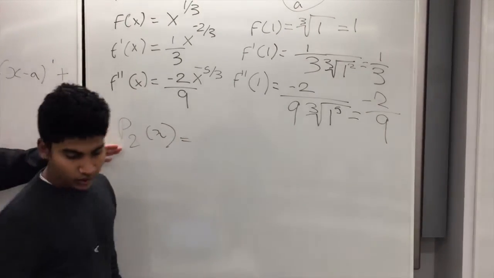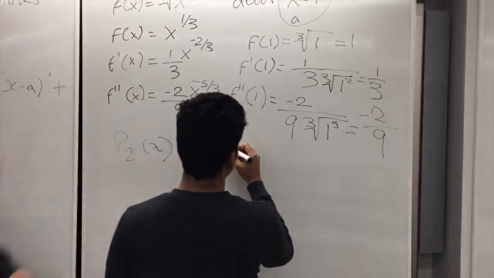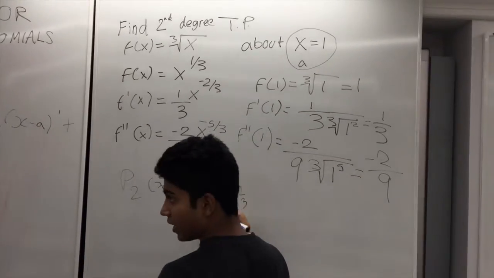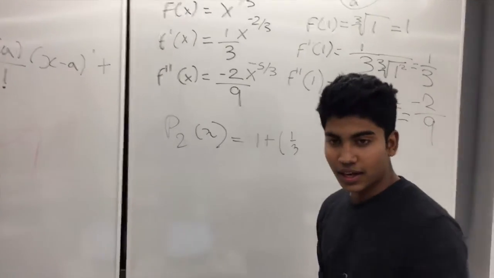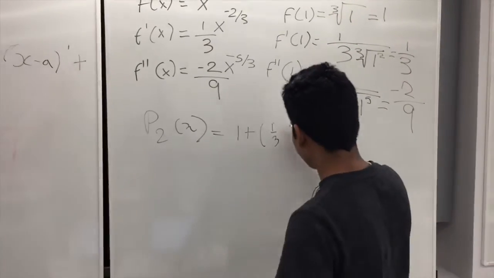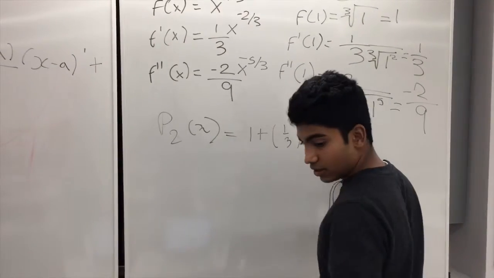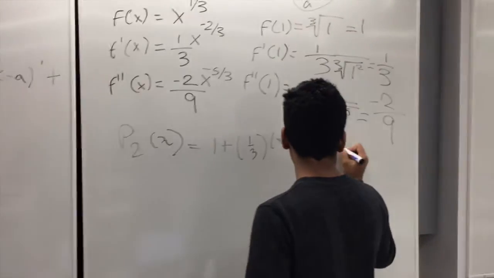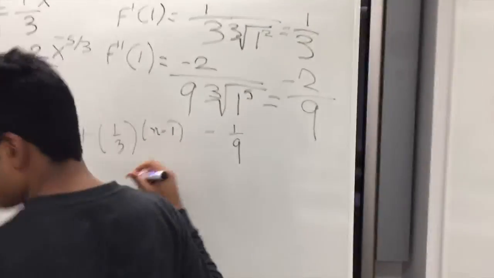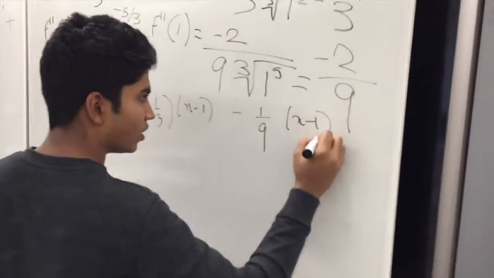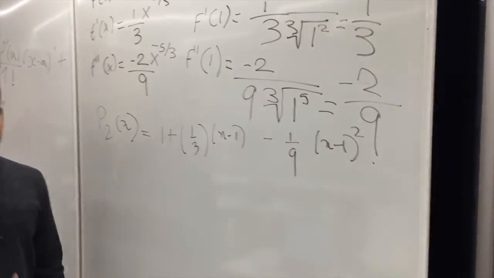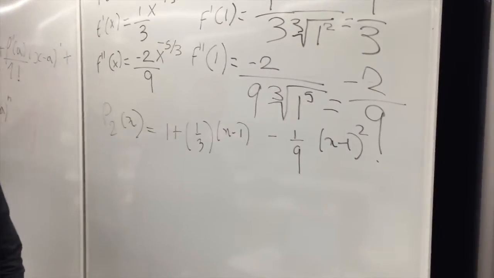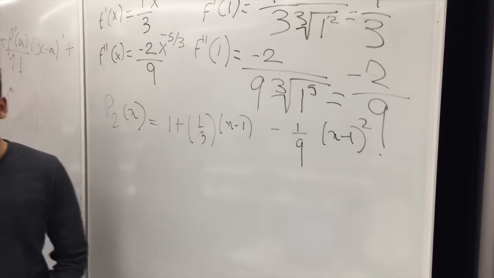So we write P of 2 because it's the second degree polynomial. Plus 1/3, as you got the value of 1/3 when plugging 1 into the derivative, and then you multiply it with x minus 1, and then you minus 1 over 9 and multiply it with x minus 1 to the power of 2. So this is the second degree polynomial of the function cube root of x.